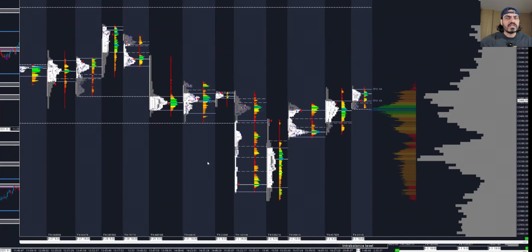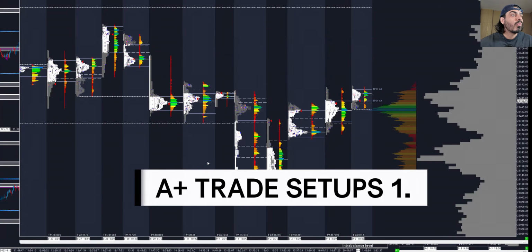There are other deltas that traders use, like delta divergence, delta on the footprint, right? Delta bars. There's a whole different world there. So let's dive into this. Setup number 1.